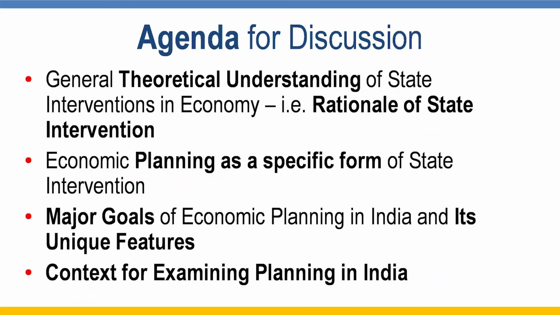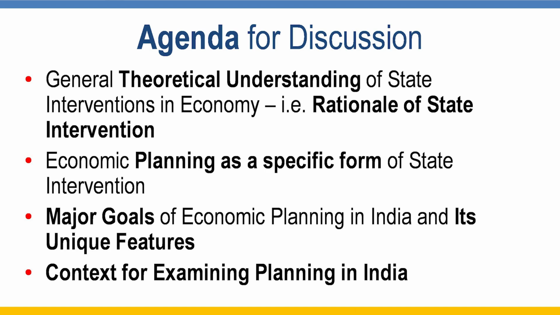So we have outlined this discussion in 4 broad agendas. The first part, we will discuss the general theoretical understanding of state interventions in the economy, or in a sense, we will try to see the rationale of state intervention in the economy. In the second part, we will discuss economic planning as a specific form of state intervention, a particular form in which the state would try to intervene in the economy and influence the performance and outcome.